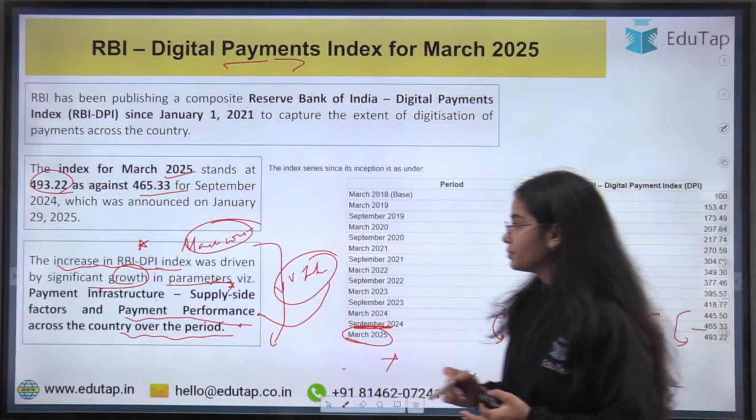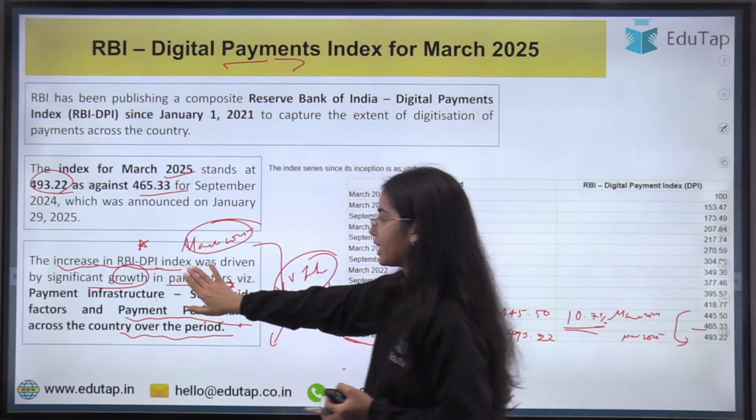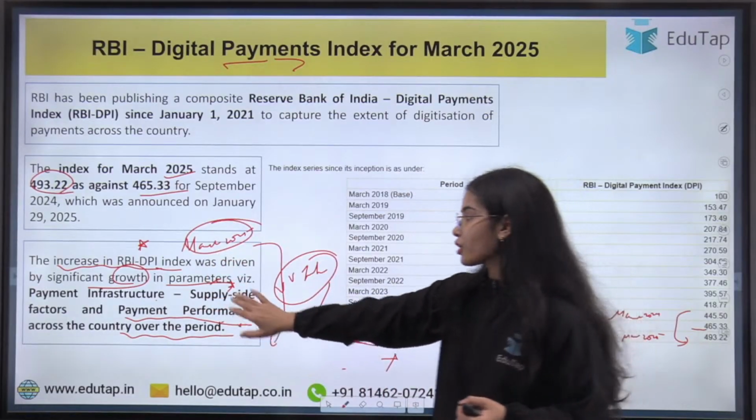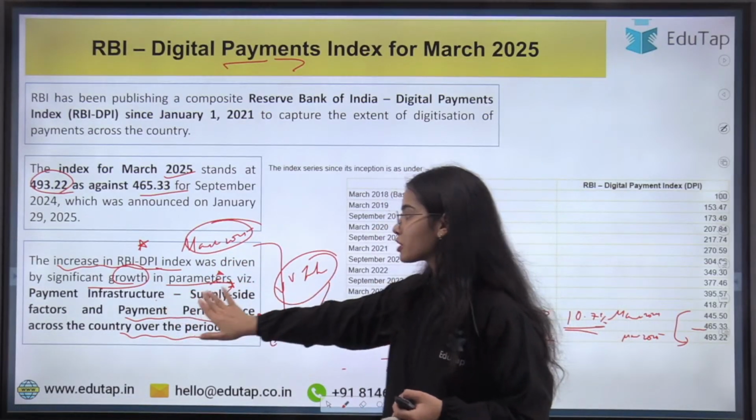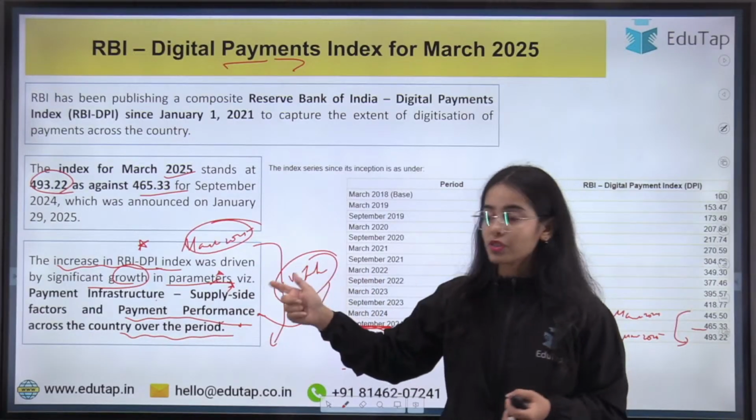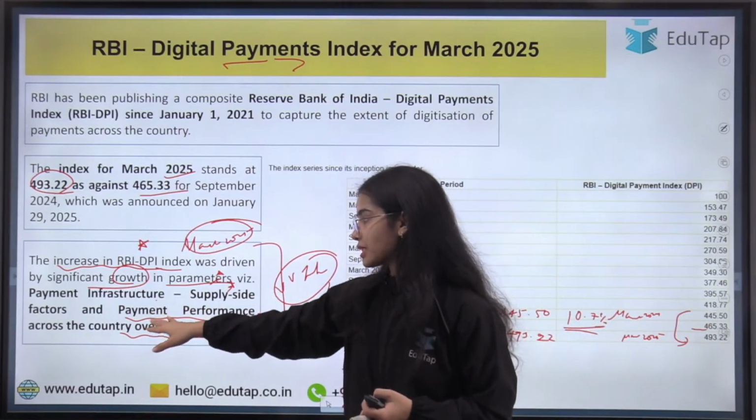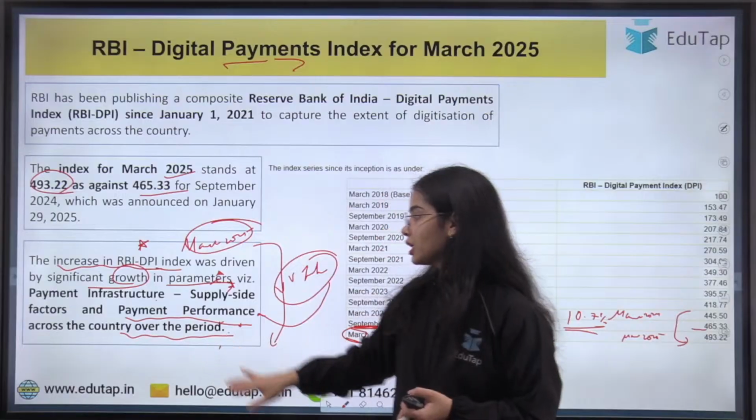Okay, so basically, the increase in RBI DPI index was driven by significant growth in parameters, that is payment infrastructure supply side that has 15% of the weightage and payment performance that has 45% of the weightage. Okay, so this is the idea.